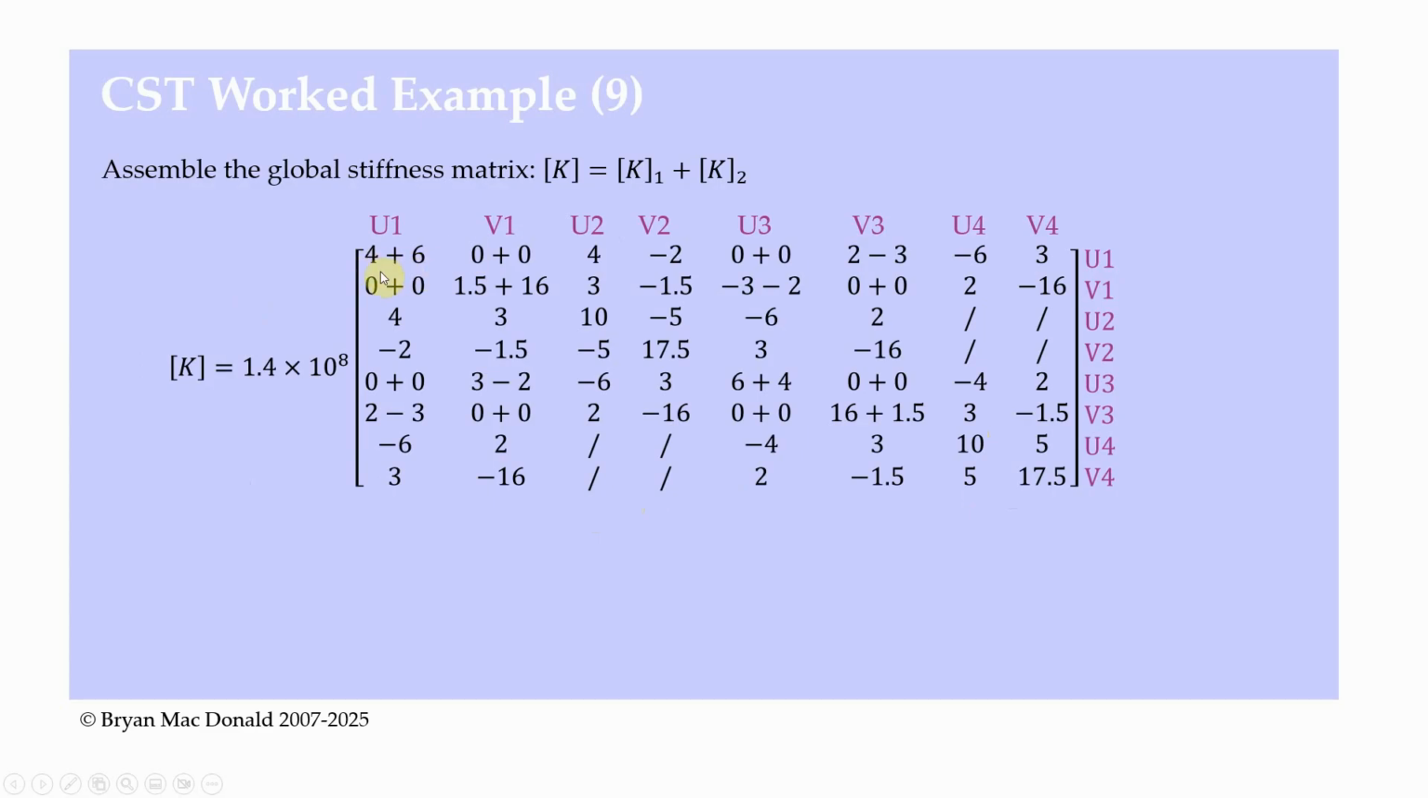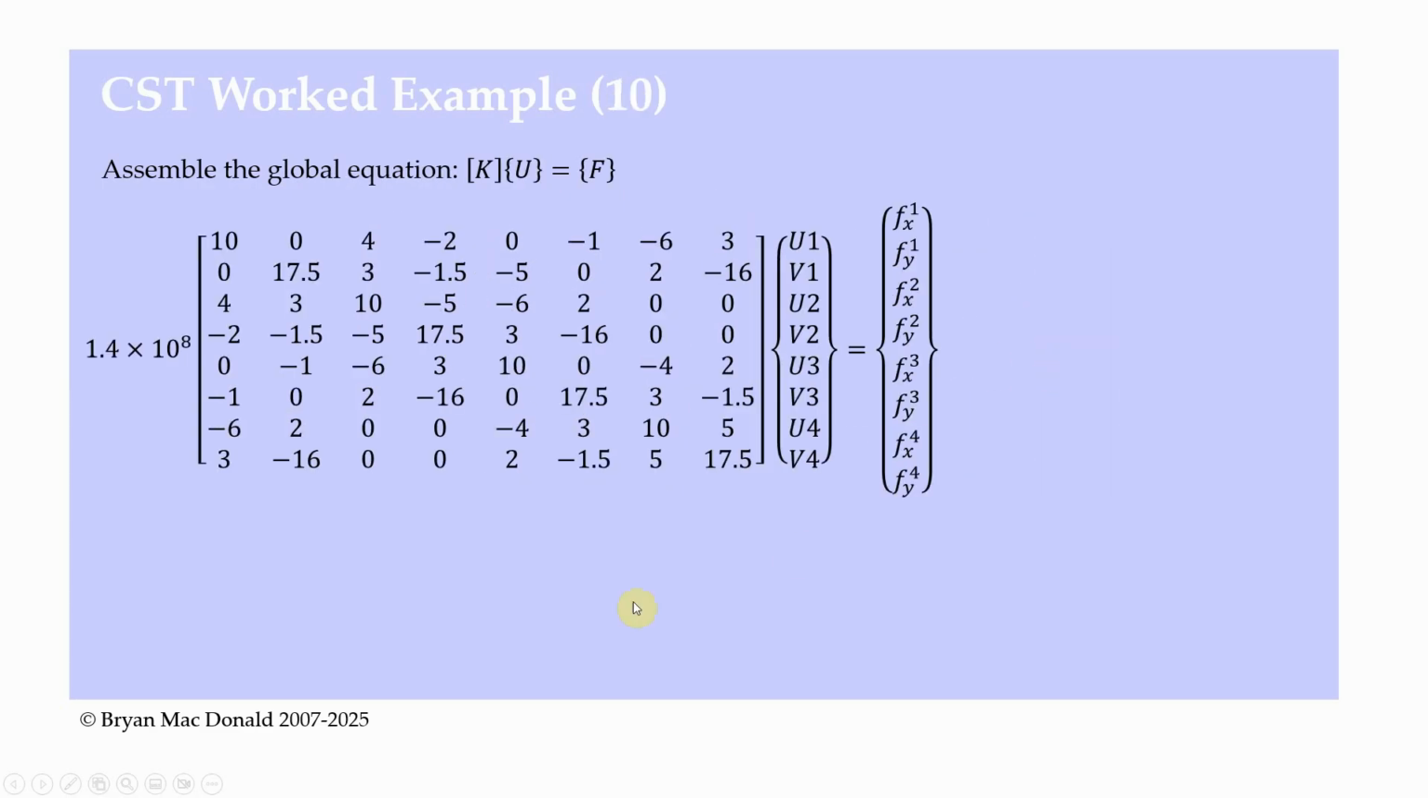Okay, and the ones with the slash here mean there's no contribution from either element. So there's no element that links node 2 and node 4. Node 2 and node 4 don't occur in the same element, so there's nothing there. So I can put zeros in there. In the next slide here, you can see I've put zeros where there were slashes, and instead of 6 plus 4, I've added them together to give me 10.